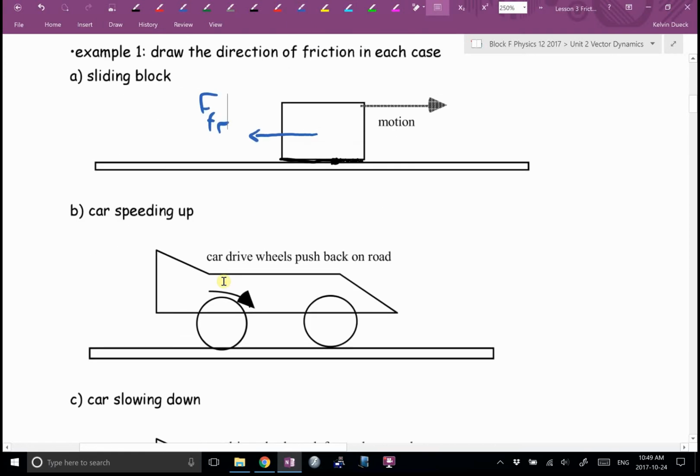What about for a car speeding up? I think I went on a big rant last year. I said many of you think that a car's engine or a car's tires are what make it go forward. And I said that can't be the case, because if you put a car on ice, it still has its engine, it still has its tires, but it ain't going forward. What force makes a car go forward? Friction. So I already can kind of intuit that friction's going to be pointing forwards. The real question is, why?